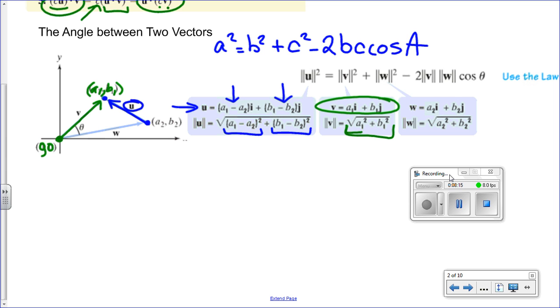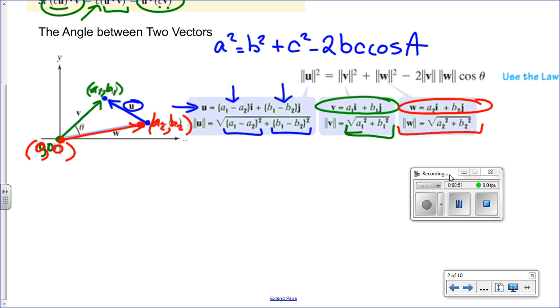That would be fine. Now the third vector in question here is vector w, and that one starts here and it ends here. For vector w, we also have the coordinates 0, 0, and then a sub 2, b sub 2. So in terms of i and j, it will just be a sub 2 for the horizontal component, b sub 2 for the vertical component. And the magnitude could be found very easily by applying the Pythagorean theorem.